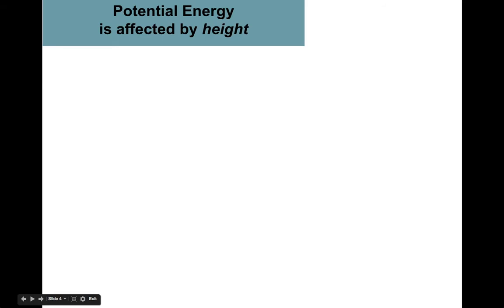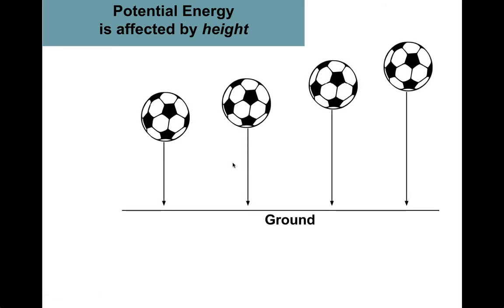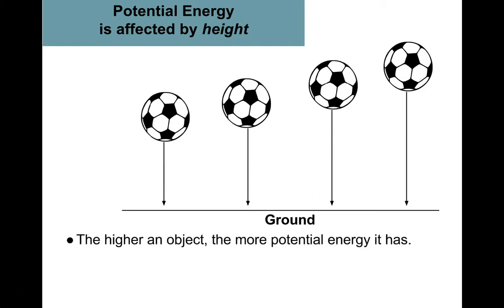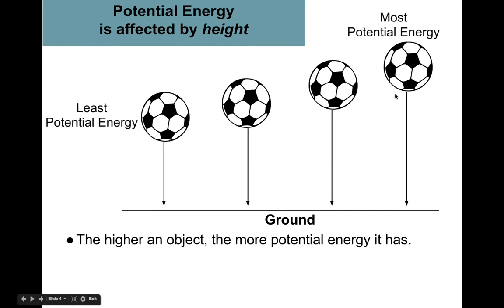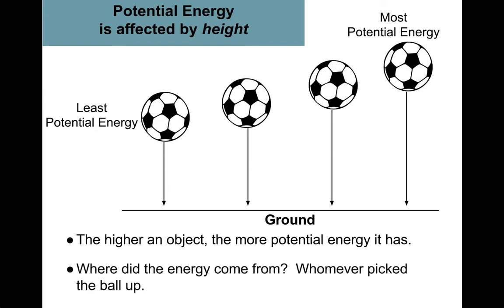Potential energy is affected by height. So if we have the 4 soccer balls, which soccer ball has the most potential energy? So this one, because the higher an object, the more potential energy it has. So again, this one has the least potential energy, this one has the most potential energy.